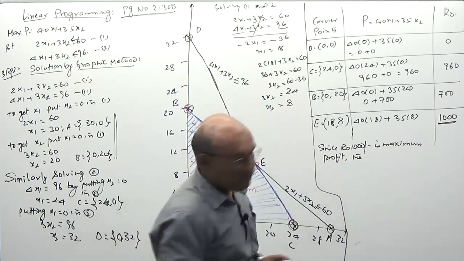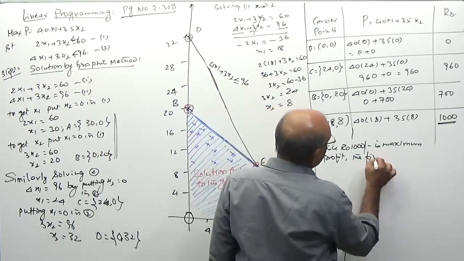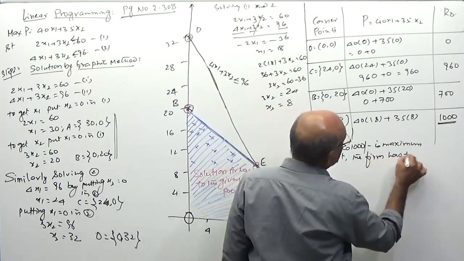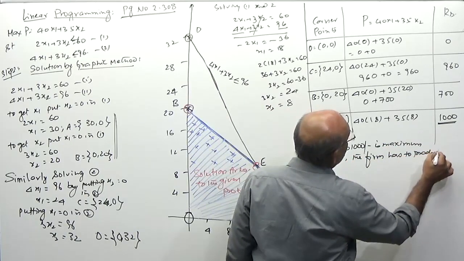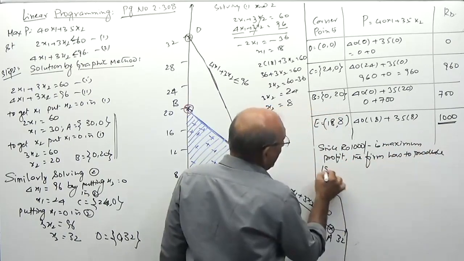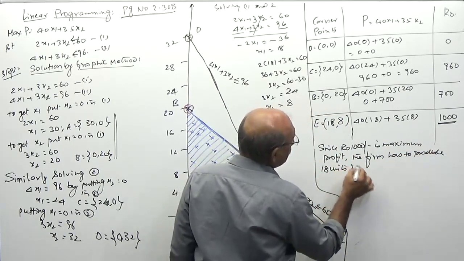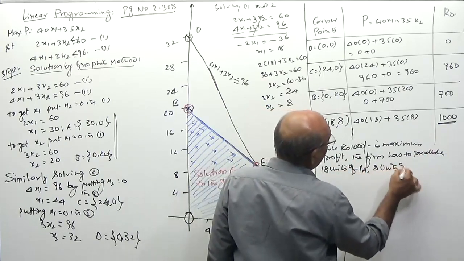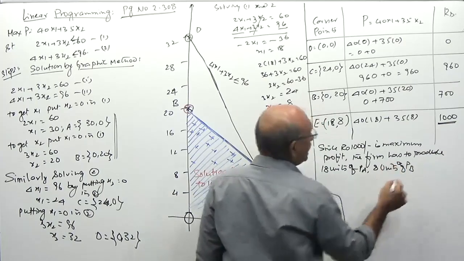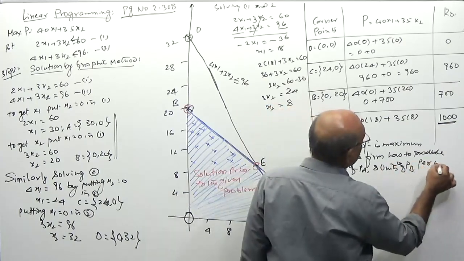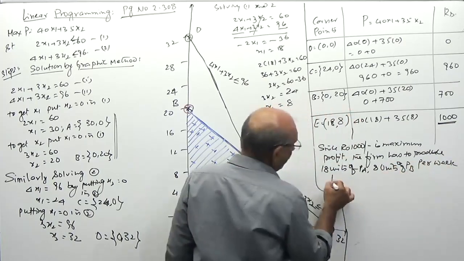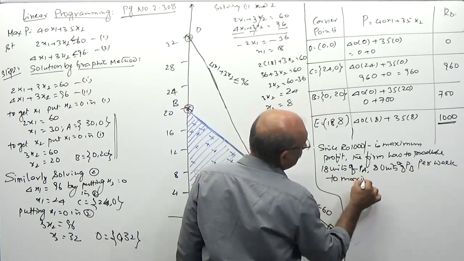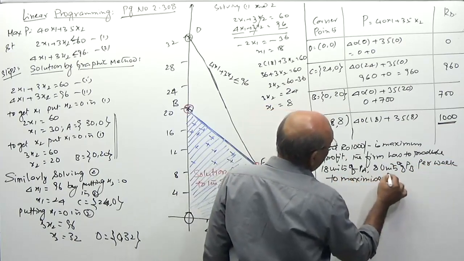the firm has to produce 18 units of product A, 8 units of product B per week to maximize its profit.